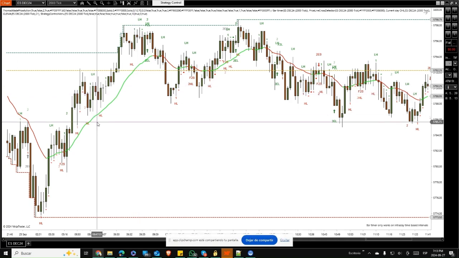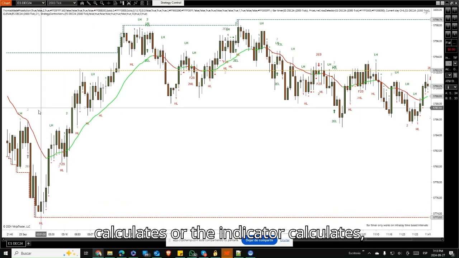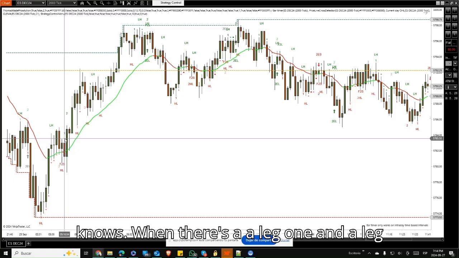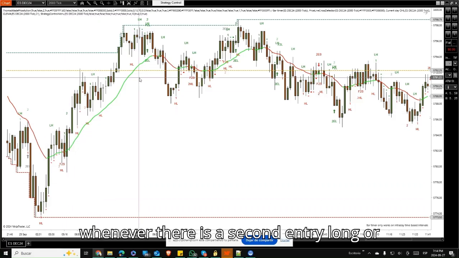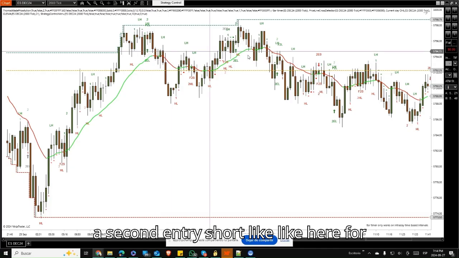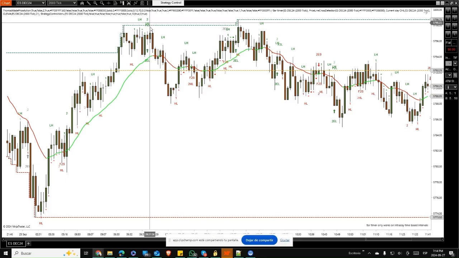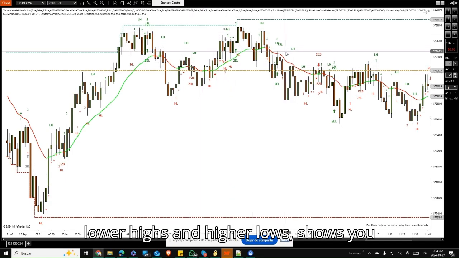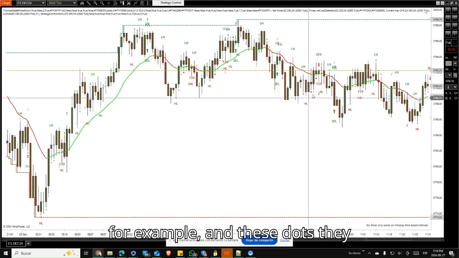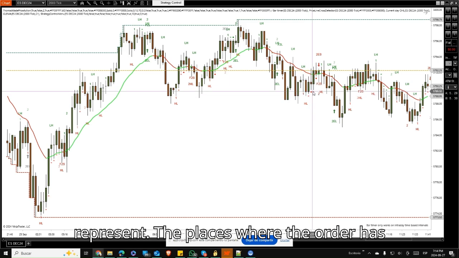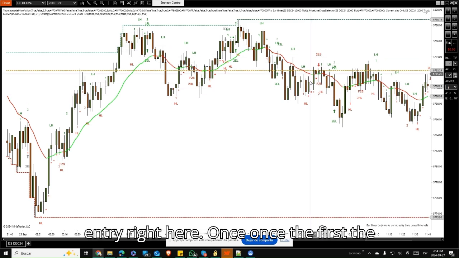So one of the things that the strategy, or the indicator, calculates is that it knows when there's a leg one and a leg two. It also shows you whenever there is a second entry long or a second entry short, like here, for example. It shows you lower highs and higher lows, and failed second entries, like here, for example. And these dots represent the places where the order has to be placed once a second entry is triggered. Say, for example, this second entry right here.